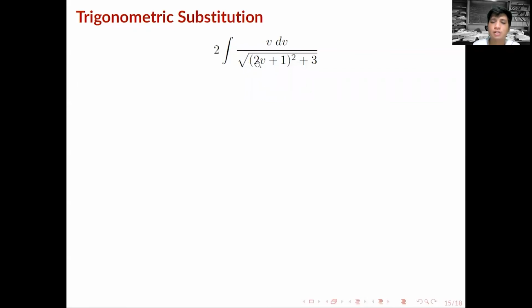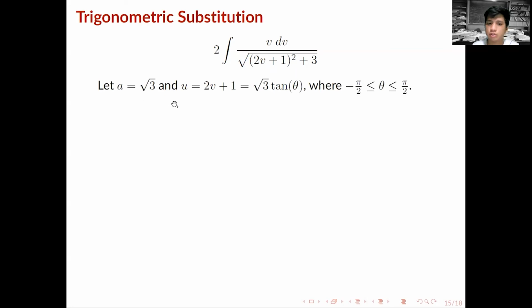Observe that the denominator of this integral looks similar to the form square root of u squared plus a squared. So based on that, we can deduce that a is equal to square root of 3 and u is equal to 2v plus 1. And since it is of the form u squared plus a squared, we can let u equal a tangent theta, where a is equal to square root of 3. And the values of theta lie within this domain.